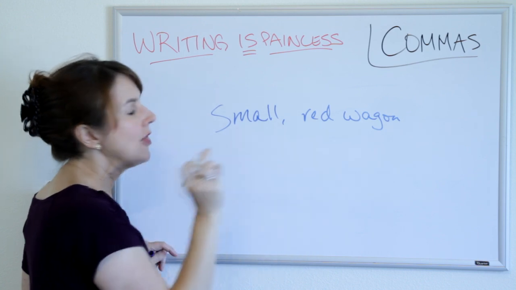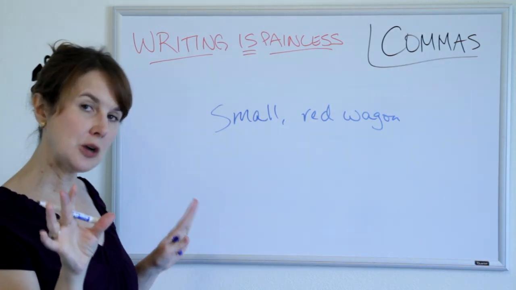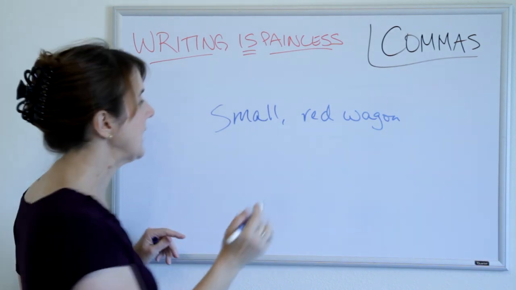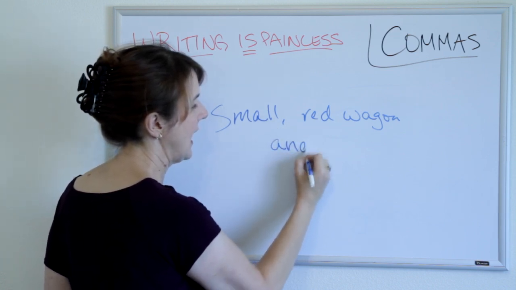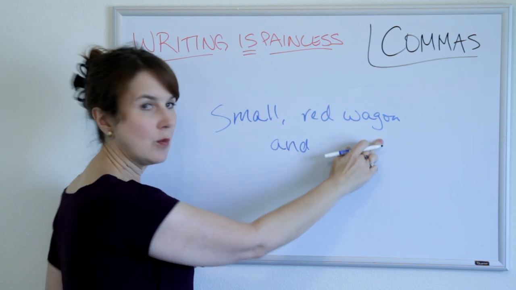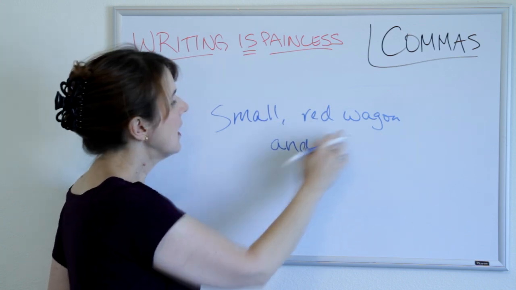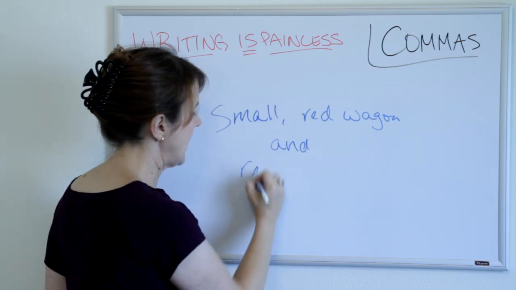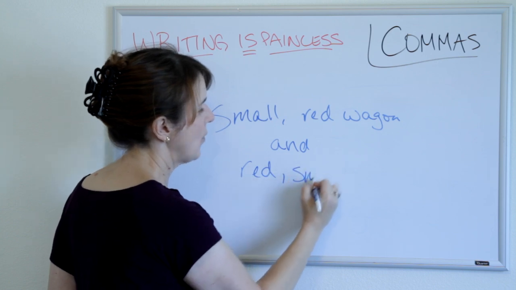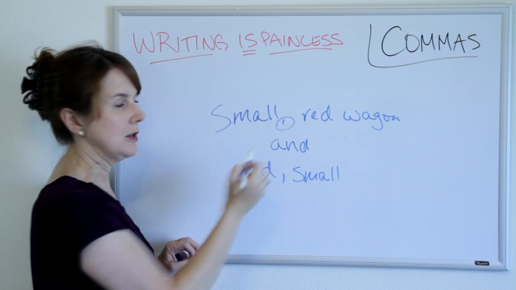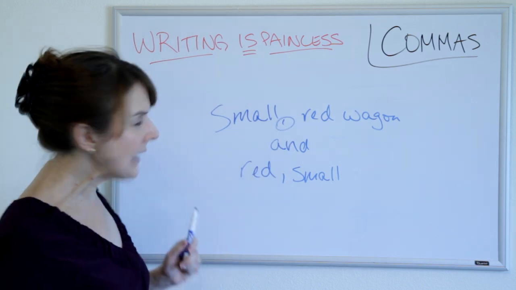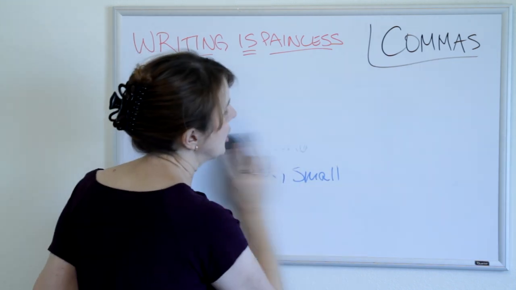The little test for this to determine whether it's cumulative or coordinating is if you can replace the comma with the word and, the small and red wagon, or if you can reverse them, the red small wagon, then you know that you do need the comma in between the two. The next is what we call cumulative.